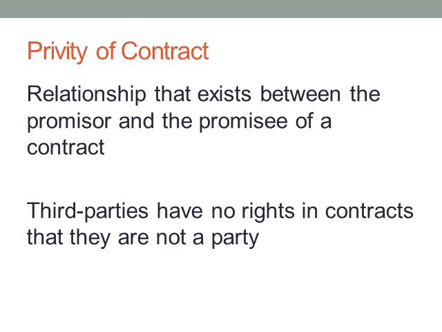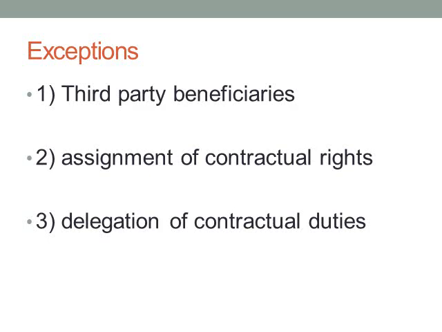So the premise is that third parties have no rights to contracts to which they're not a party. However, we're talking about contracts, and there are always exceptions to the rules. So there are certain situations where a third party, who's a non-party to a contract, may obtain the right to enforce a promise under the contract. Those are third-party beneficiaries, and when there's an assignment of a contractual right or a delegation of a contractual duty.